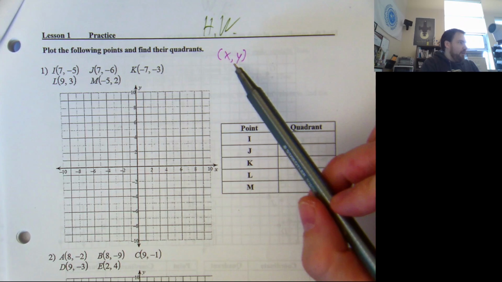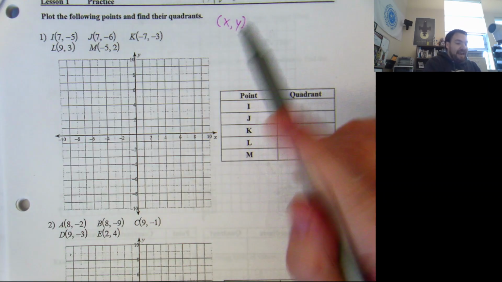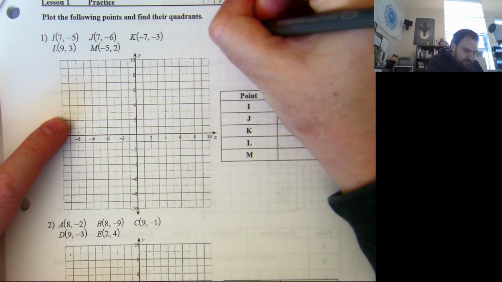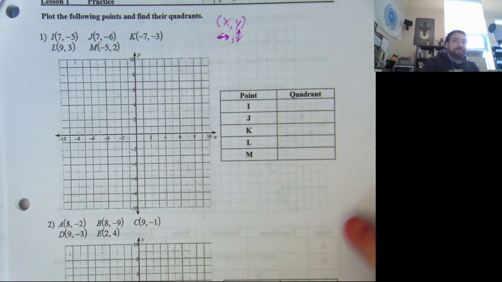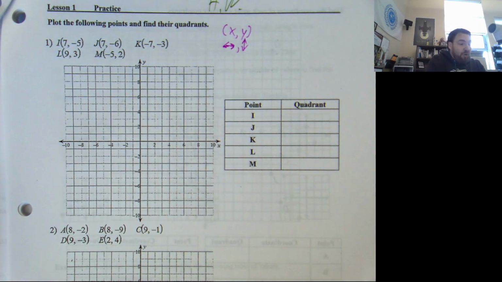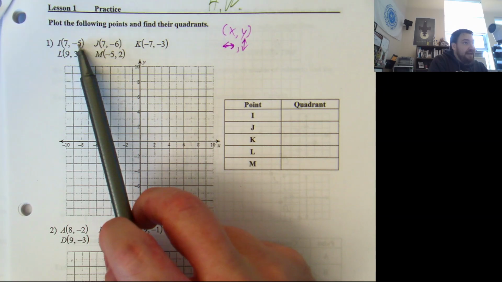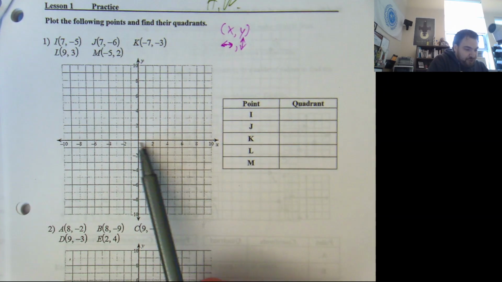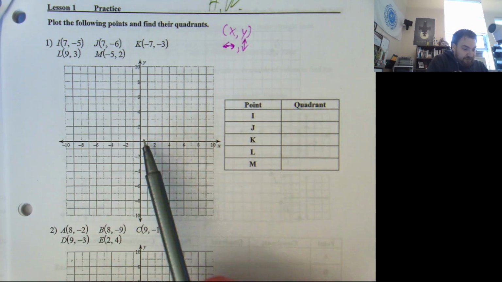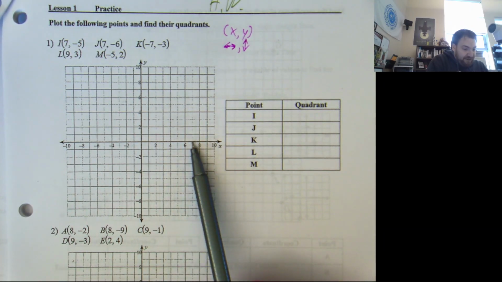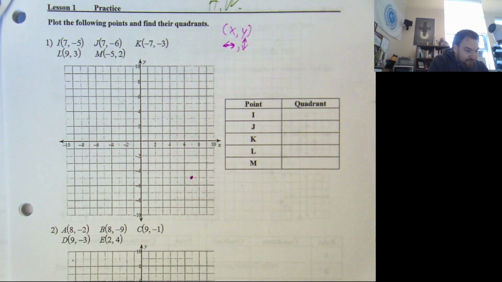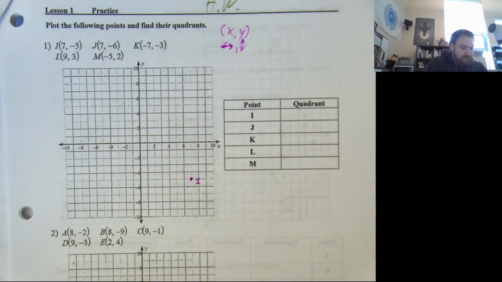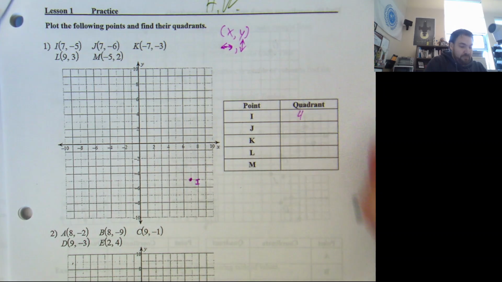It's alphabetical. And x is left, right. Y is up, down. So if I is 7, -5, x comes first. So you start at 0, 0, and you go over to 7, and then -5 means you're going down to -5. That guy right there is letter I, and that quadrant is quadrant 4.